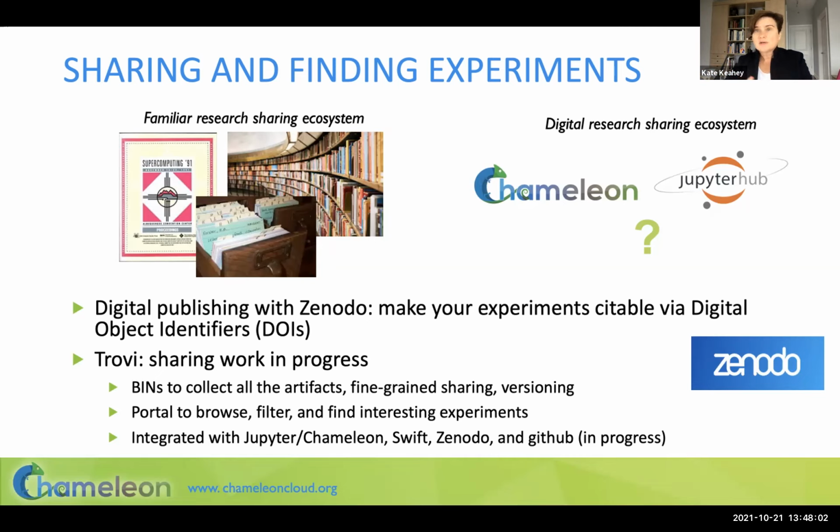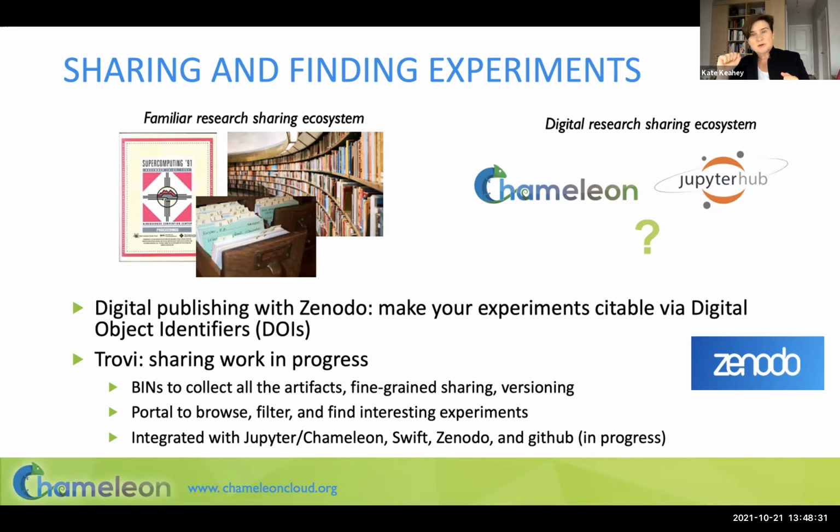And we originally thought, great. There's this great digital publishing platform called Zenodo, created at CERN. Let's integrate with Zenodo such that our users can very quickly publish their experiments to Zenodo. They get digital object identifiers, can reference their experiments from their papers, problem solved. But it turned out users also want to use work in progress. They want to share work in progress.